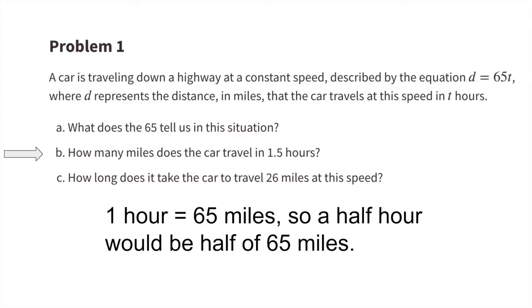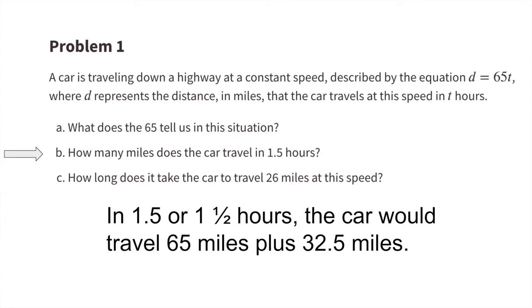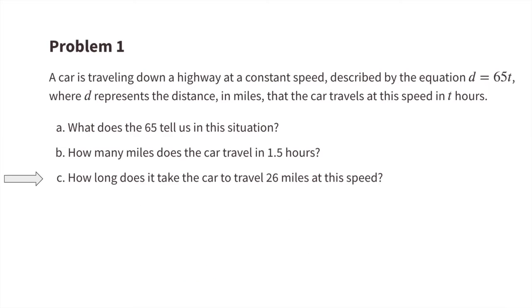In 1 hour, the car travels 65 miles, so a half hour would be half of 65 miles. A half hour would equal 32 5/10 miles. In 1.5 hours, the car would travel 65 miles plus 32 5/10 miles. The car would travel 97 5/10 miles in 1.5 hours. C. How long does it take the car to travel 26 miles at this speed?